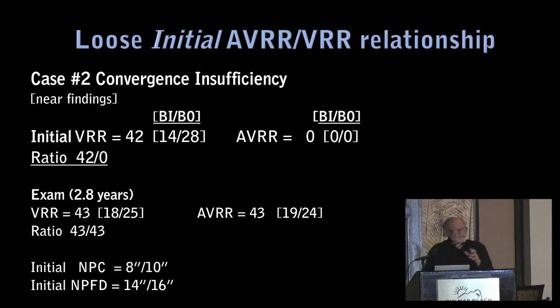Here you're going to find near findings that show, and later on I'll give you far findings as well on some of these cases. Here you will see an initial divergence recovery range of 42 prism. The base in break recovery was 14. The base out recovery was 28, a total of 42 prism diopters as a power spread.